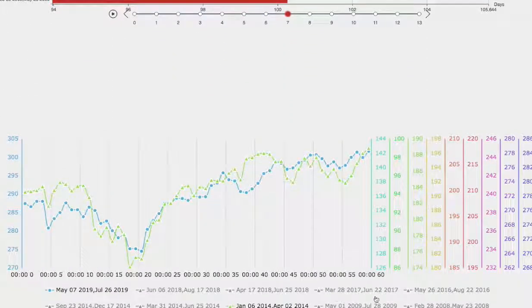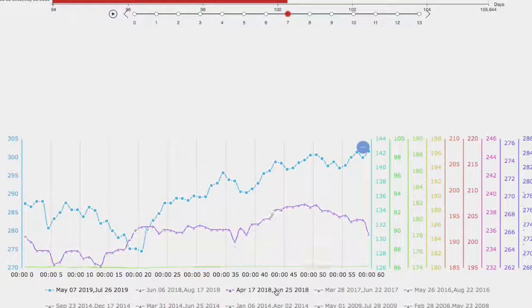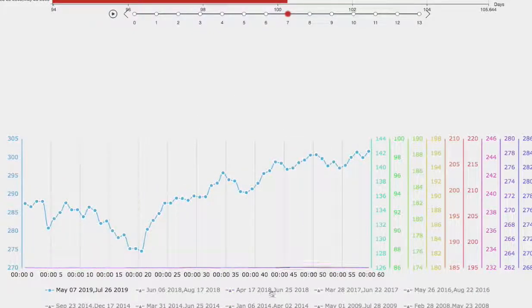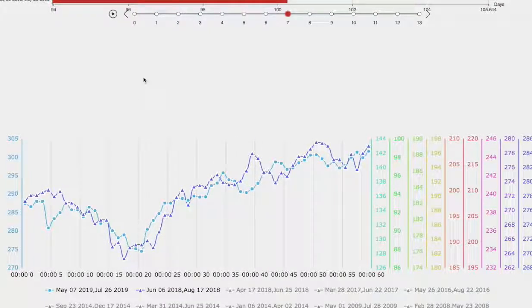And here's the line chart that I have. We have the current trend right here, and overlapping it is the 2018 trend.